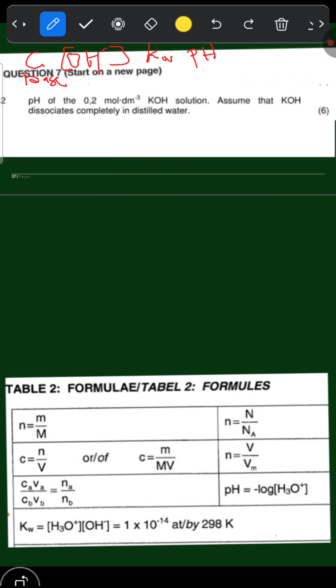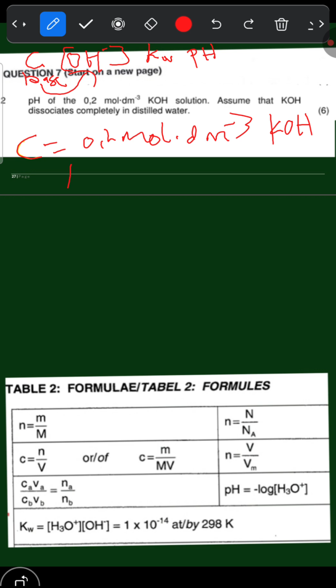So what are we given? We are given the concentration. The concentration 0.2 mole per cubic decimeter of the what? Of the base, which is KOH. KOH is our strong base. Now, after that we must come to what? To concentration of OH minuses, and you are simply doing a ratio. So we're saying KOH is to OH minus.